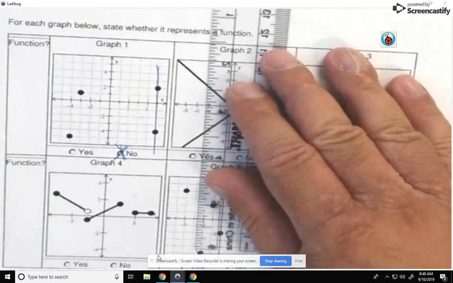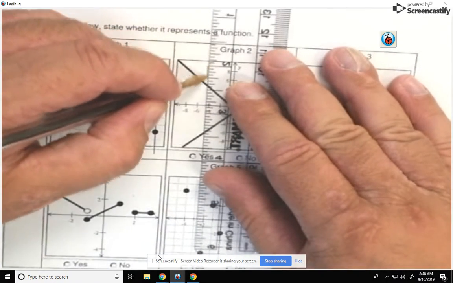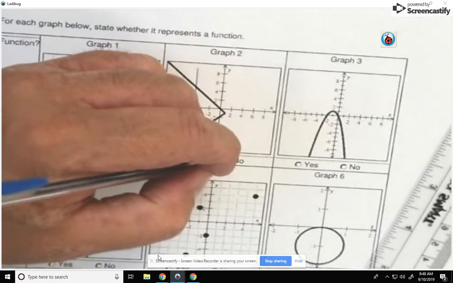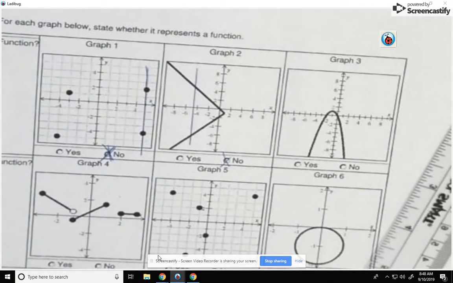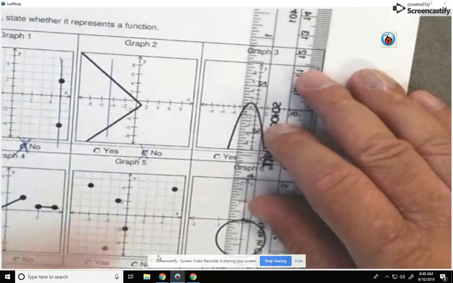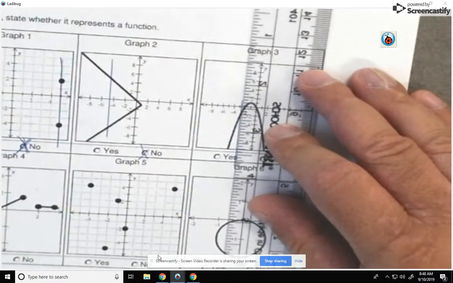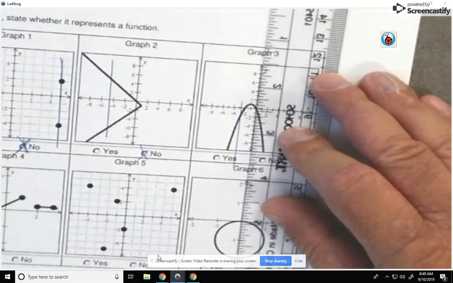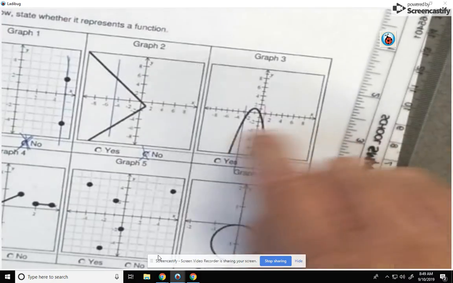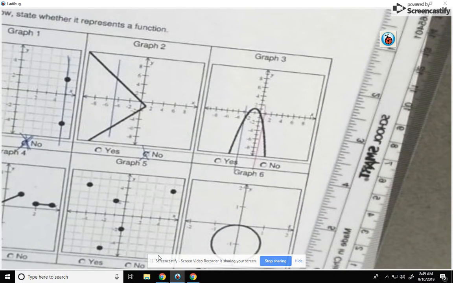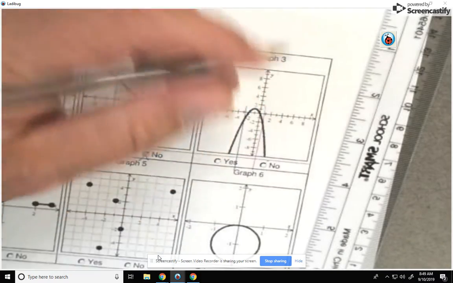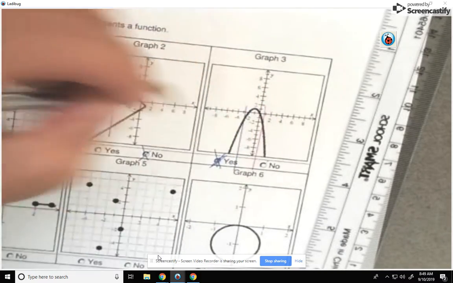Same idea here. Basically, if I draw almost anywhere, I'm going to hit it 1, 2 spots, so not a function. If I look at graph 3, notice that wherever I decide to draw my line, I'm only going to hit my graph in one spot. Since I'm only going to hit the graph in one spot, this one is a function.